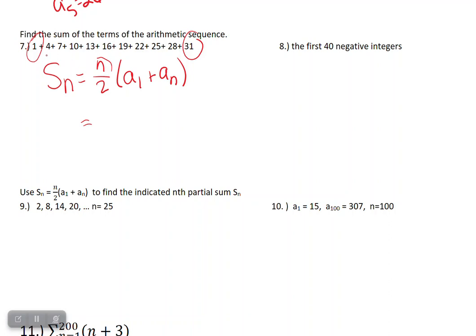So we'll count the number of terms. There are 11. First term is 1, last term is 31, and we get 176.